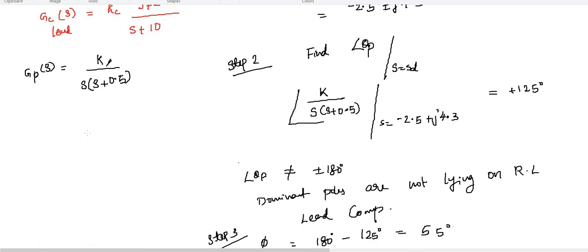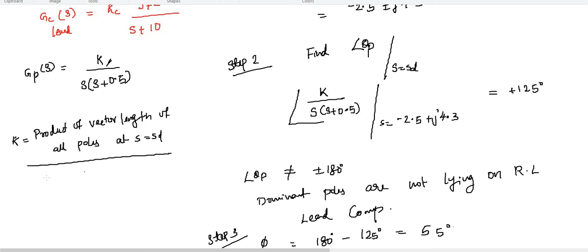Now, in order to find out the value of the open loop gain K, K is equal to the product of vector lengths of all poles at S is equal to SD divided by the product of vector lengths of all zeros at S is equal to SD.